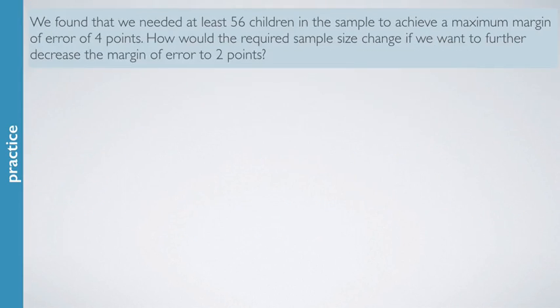Earlier, we found that we needed at least 56 children in the sample to achieve a maximum margin of error of 4 points. How would the required sample size change if we want to further decrease the margin of error to 2 points? We can certainly do this by solving directly for n again, but we can also make use of our solution from earlier.